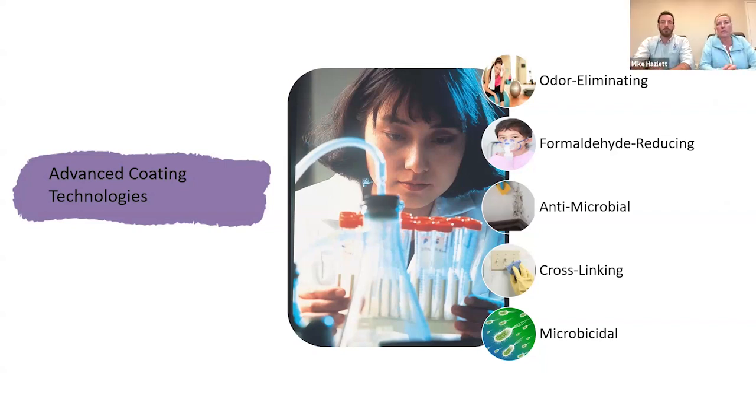Okay, so let's move into our advanced coating technologies. As we spoke about in the beginning, we have your odor eliminating, your formaldehyde reducing, your antimicrobial, cross-linking technology, and your microbicidal. Advancements in chemistry have led to innovative new coatings that offer special performance features above and beyond different binder types. These technologies allow the design team to help solve problems beyond aesthetics and protection. The special technologies we'll be discussing include odor eliminating, as I mentioned, your formaldehyde, and all the other ones that we talked about there.